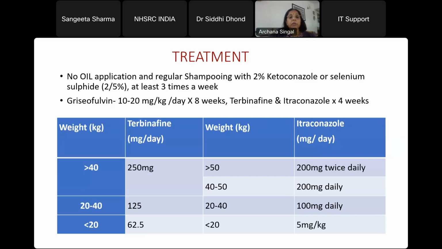For terbinafine, the dose is based on the body weight. So more than 40 kg, 250 milligram; between 20 to 40 kg, half tablet or 125 milligram; less than 20 kg, 1/4 tablet. Okay, next.